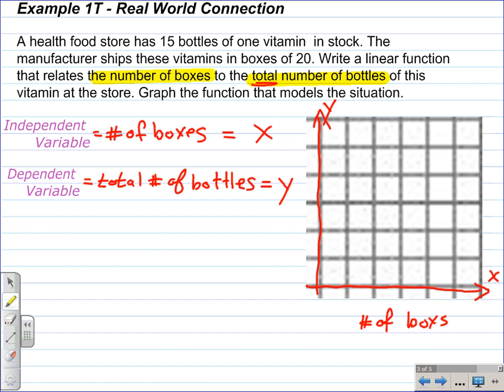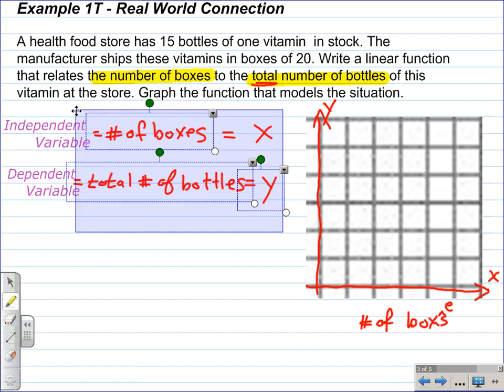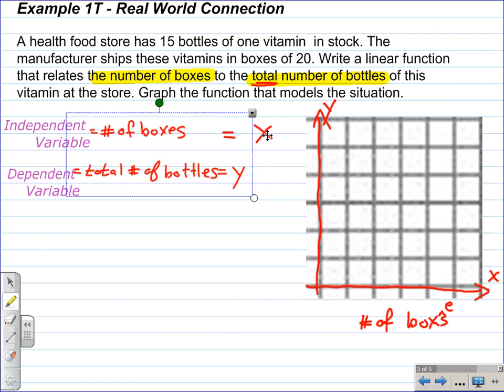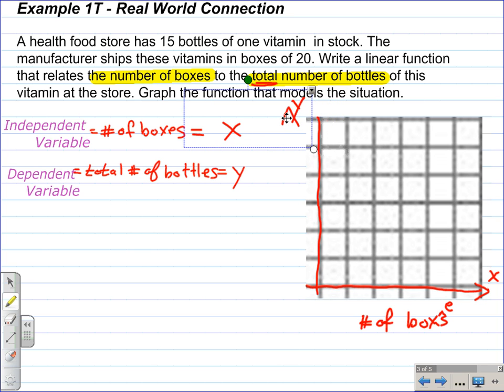And along the y-axis, forgot my e in here, the number of boxes, and along the y-axis we're going to graph the total number of bottles. Now, I didn't really leave myself much room, so let me fix this real quick, make that a little bit smaller, give myself some more room.